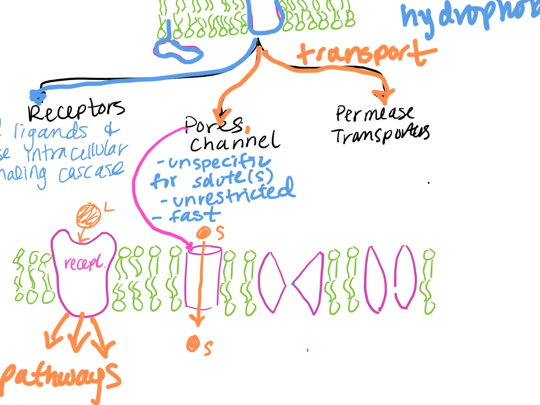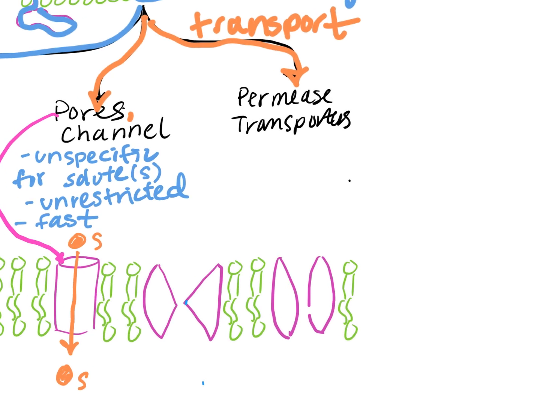And then in contrast to that are the permeases, which are also called transporters. And these are highly specific and highly restrictive. Oh, I can't spell restricted. And so these tend to also be quite a bit slower.